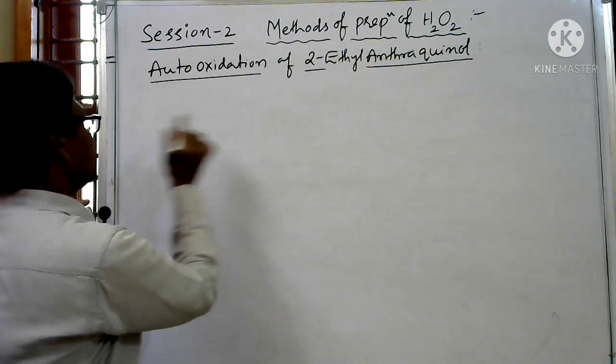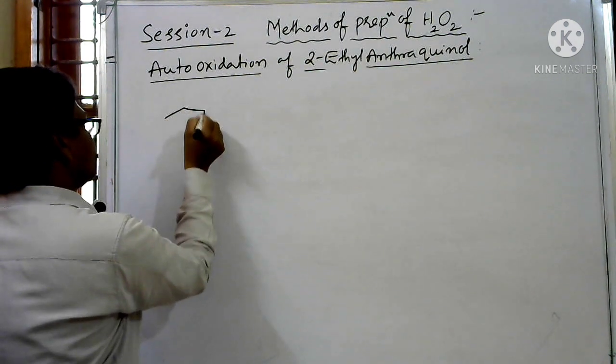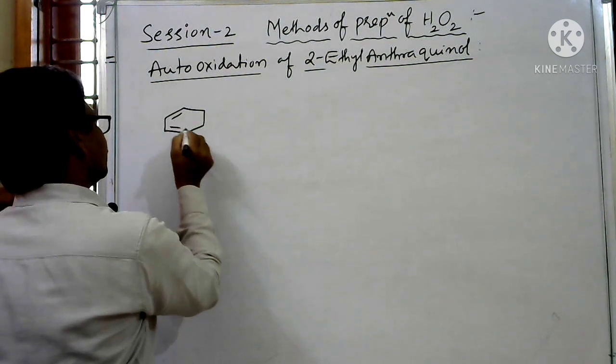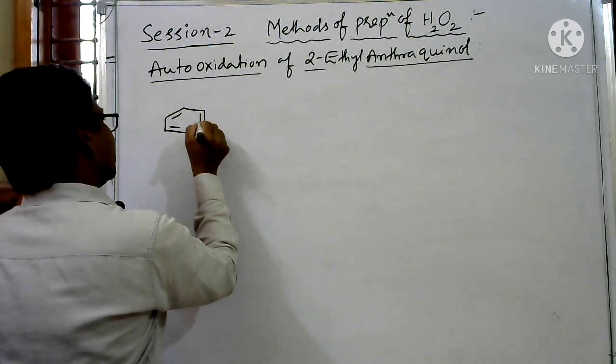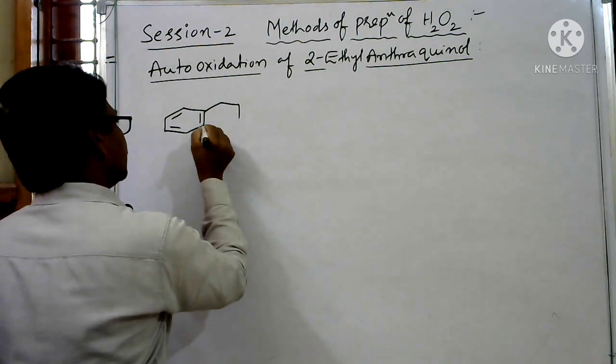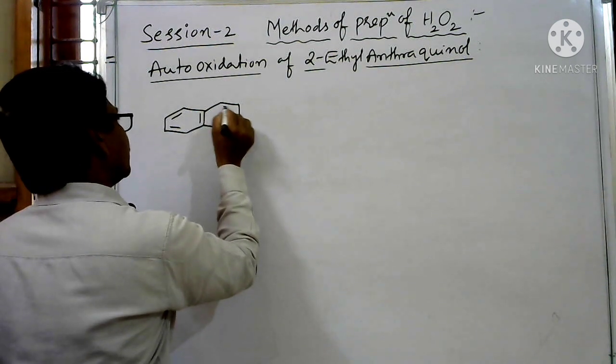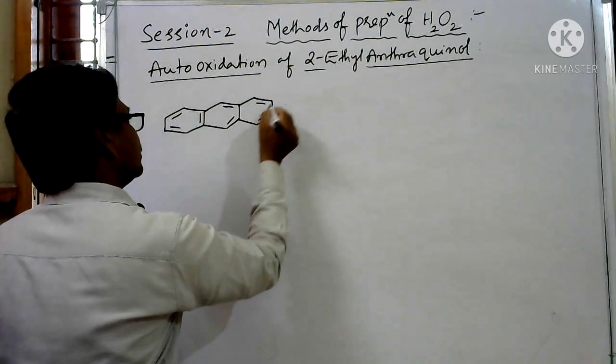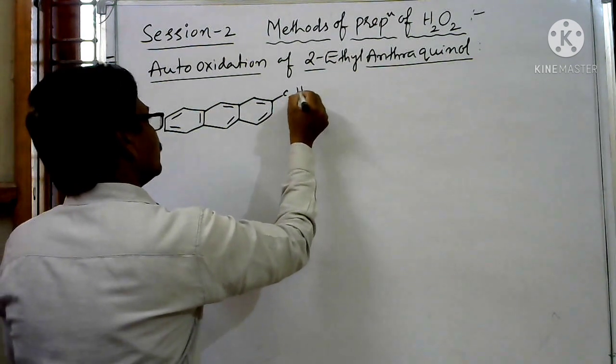To manage the space, I am writing again here. So this is the anthracene. Here we can write a bond, here also we can write a bond like this. This is the second position, ethyl group.